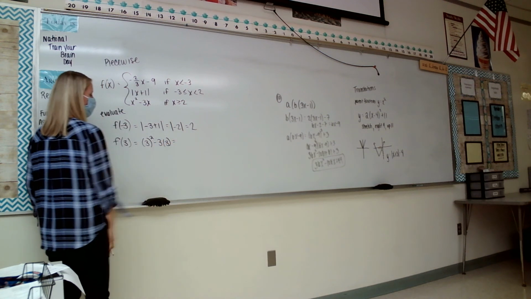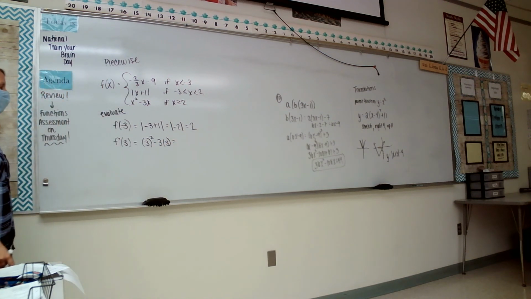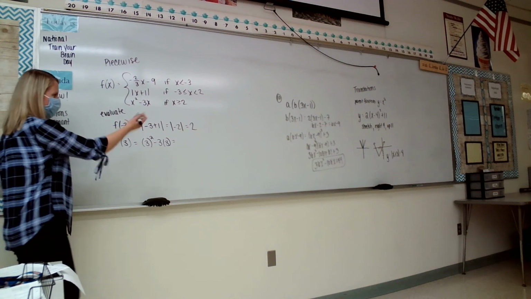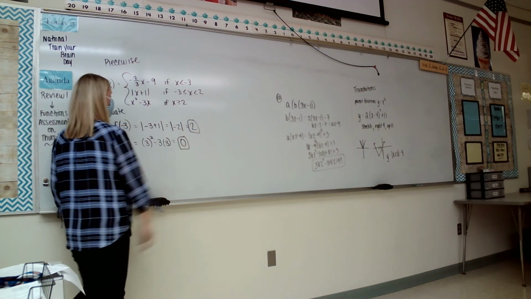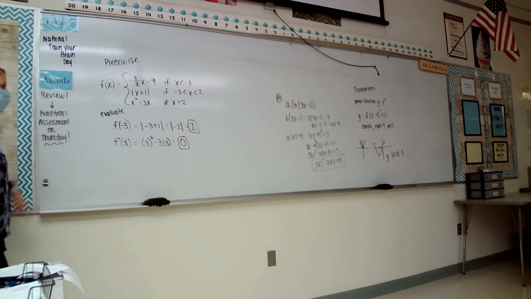And then just do some evaluating. So we've done that a million times, I feel like. That would just give you 9 minus 9, which is 0. So you could do a bunch more. There's definitely one like that on the exam. So the big thing is just make sure you're in the correct section. Any questions?